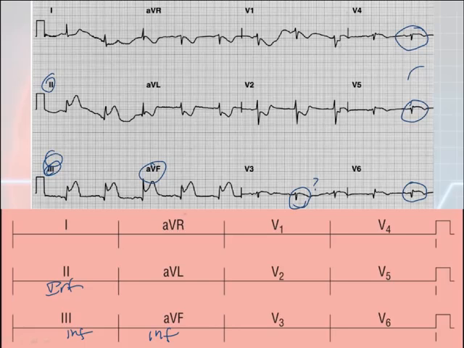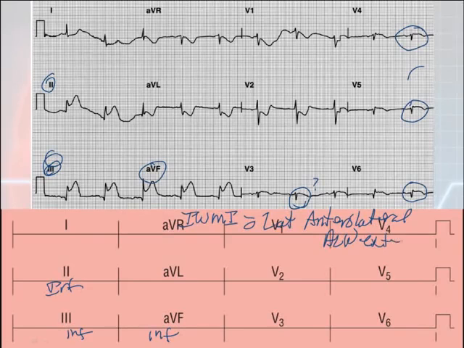So here we possibly have another inferior wall MI, this is an acceptable abbreviation, with lateral involvement or lateral extension, or it might even be anterolateral, which you could also say anterolateral wall extension.